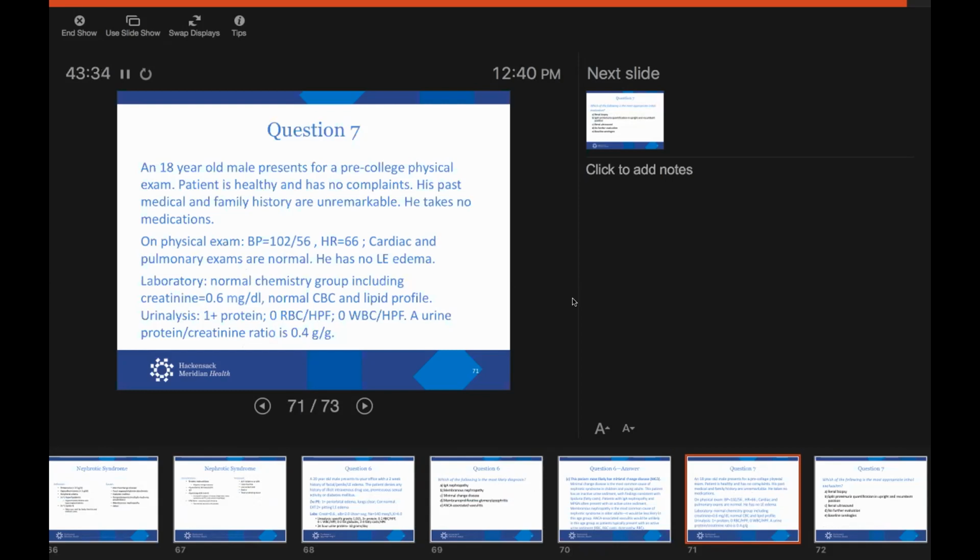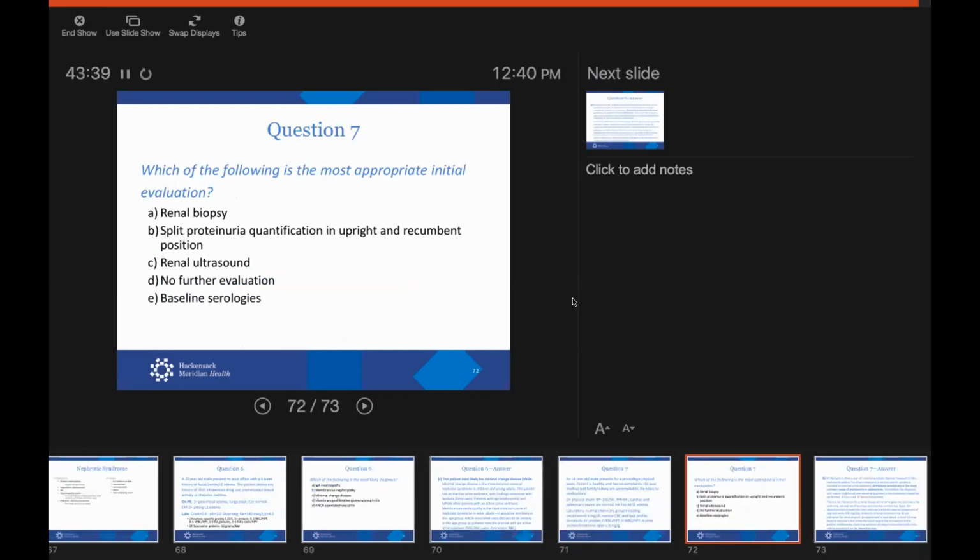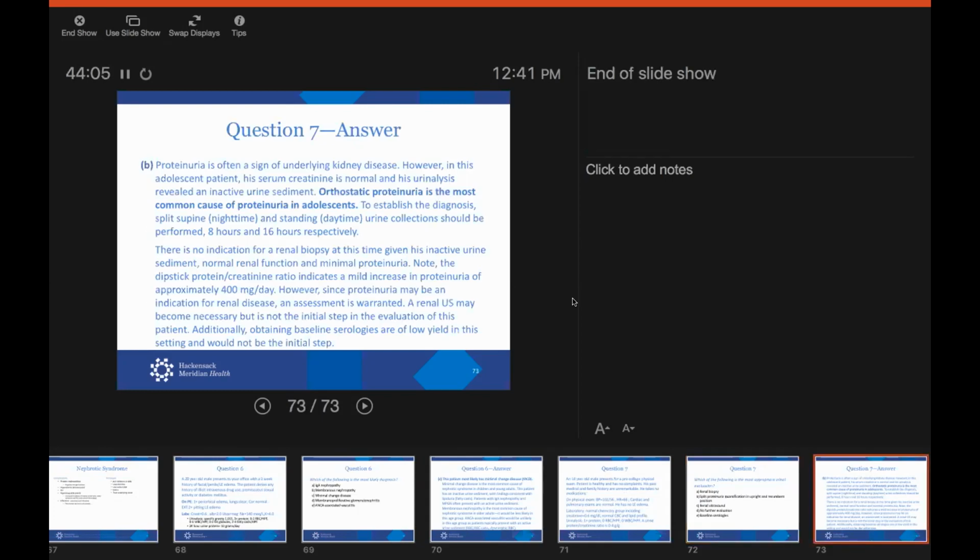And again, the boards do not trick you. They just want you to know. So what's the next step? Remember, this is different from the first case where a renal biopsy was done, because I said if you miss it, that person's in trouble. But that person had red cell counts. This person has no red cells and no significant protein, so renal biopsy would be wrong. The answer is split proteinuria quantification. They're trying to get you to know about orthostatic proteinuria, which is a benign condition that you can read about at your leisure.